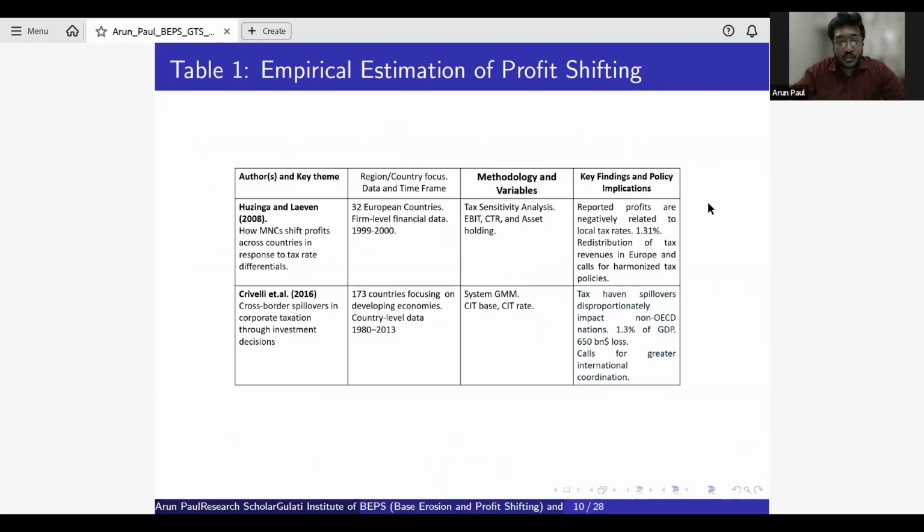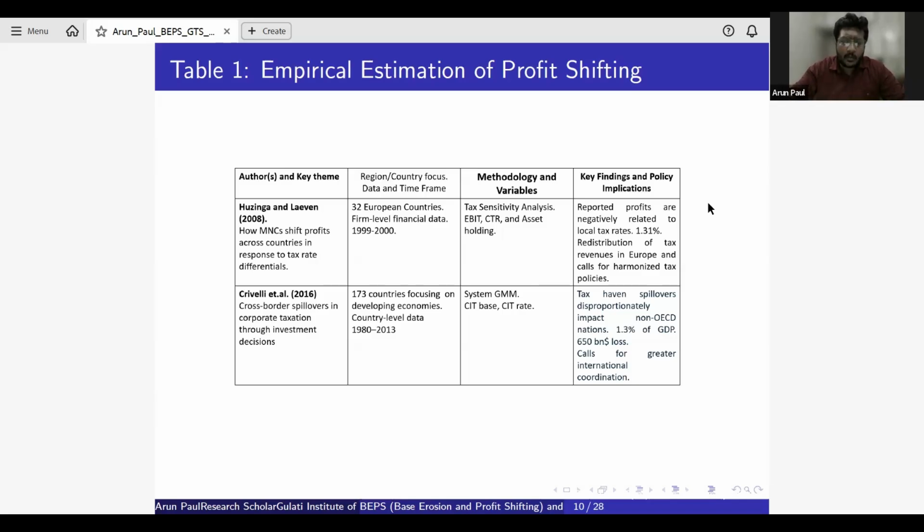The first one is focused on European countries, by Huizinga and Laeven in 2008, and they studied how MNCs shift profit across countries in response to tax rate differentials. They found a semi-tax elasticity of 1.31%, and a significant redistribution of tax revenues in Europe, and called for harmonized tax policies.